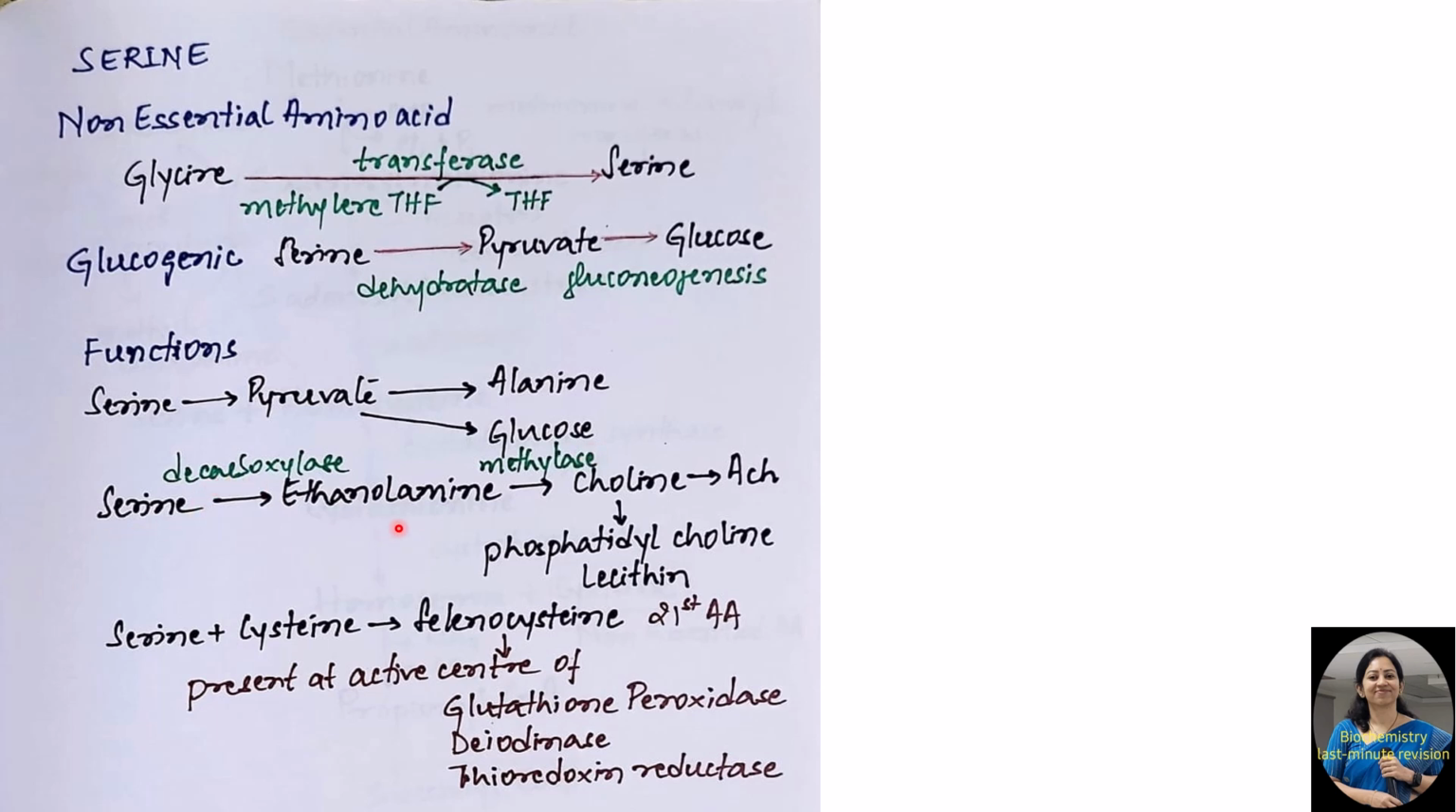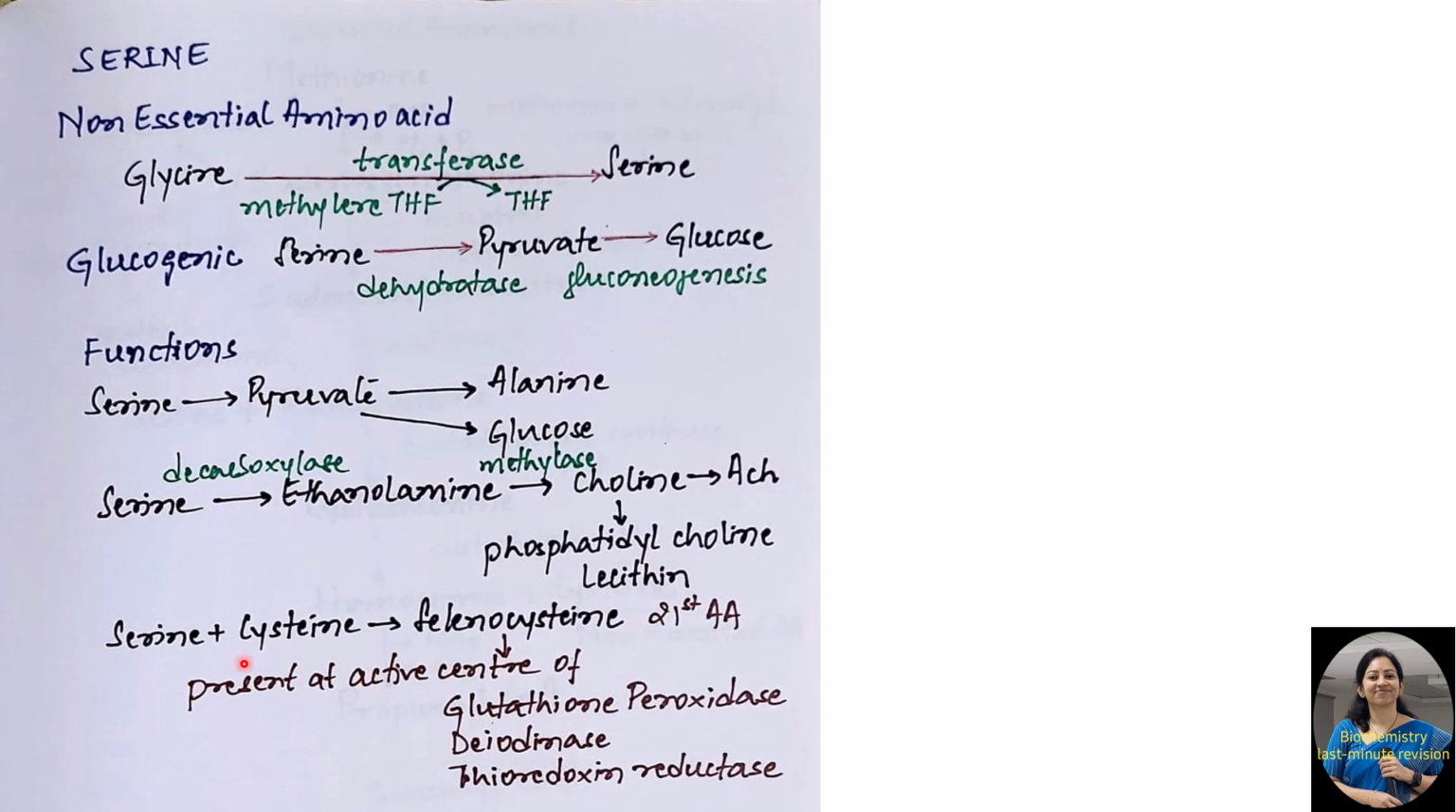It undergoes decarboxylation to form ethanolamine. Ethanolamine can undergo methylation to form choline. So phosphatidyl ethanolamine and phosphatidyl choline are phospholipids which are components of biomembranes. Apart from that, choline can combine with the acetyl group to form acetylcholine, and this acts as a neurotransmitter. And the other thing is phosphatidylserine. Apart from being a component of biomembrane, it is also a component of lung surfactant.